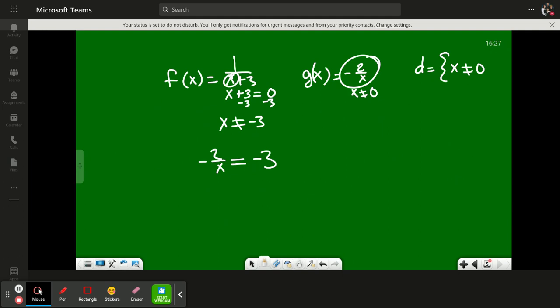So multiplying both sides times the x. Then I got negative 2 is equal to a negative 3x. Dividing by negative 3. So my other one that it cannot equal is 2 over 3. Okay?